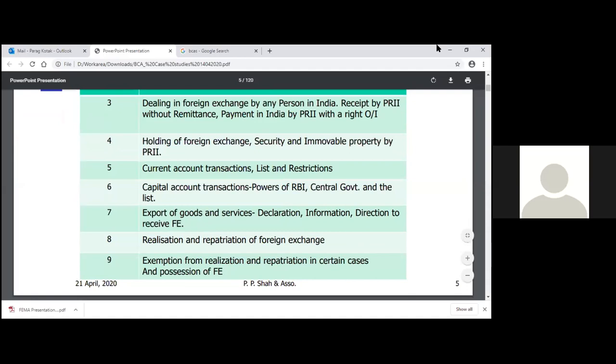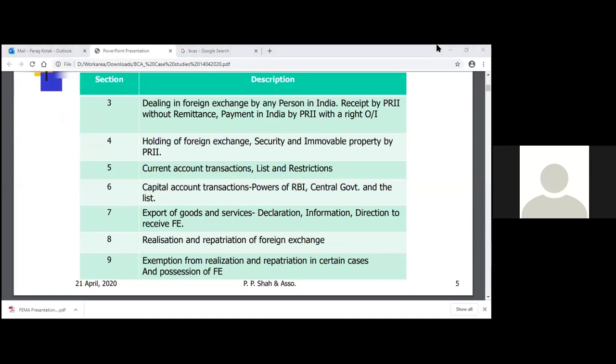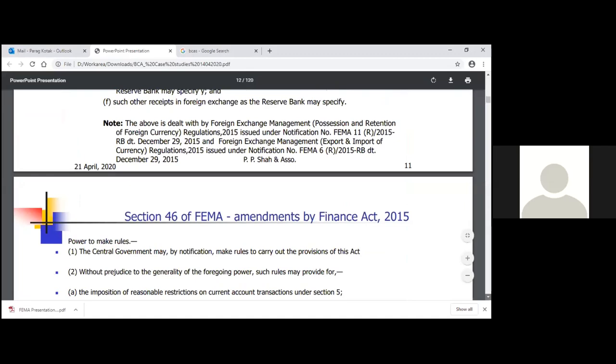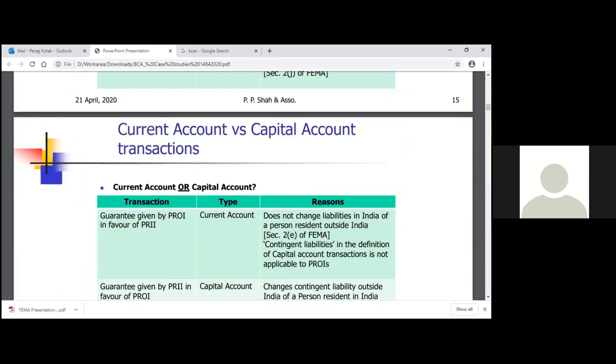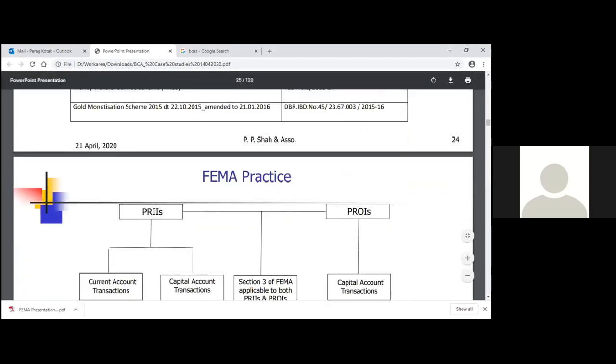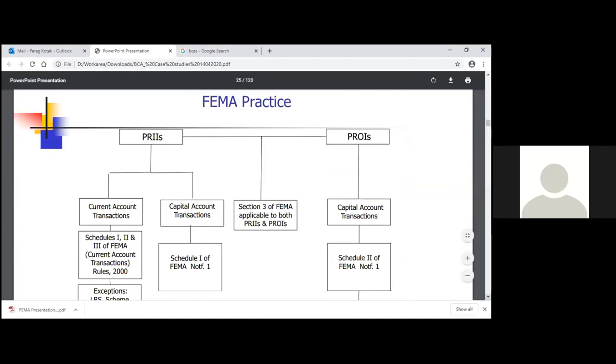Can you please take it to slide number 25? Kirit, can you mute all the other participants because we could hear some prayer in the background? By default, they are muted only.